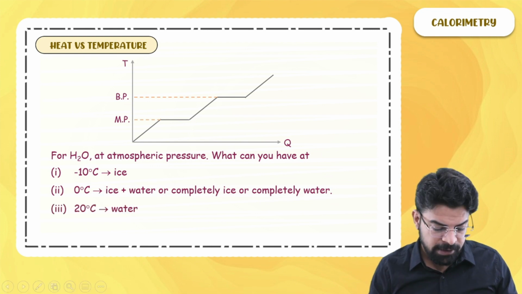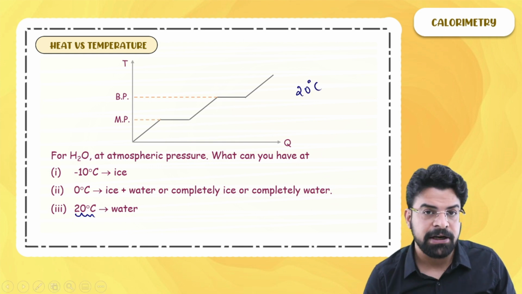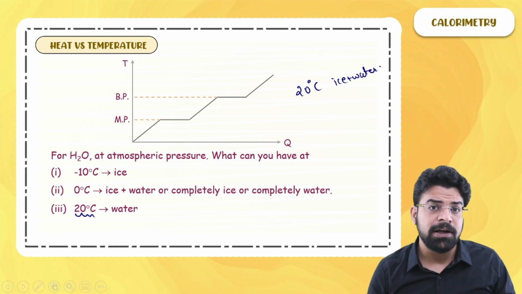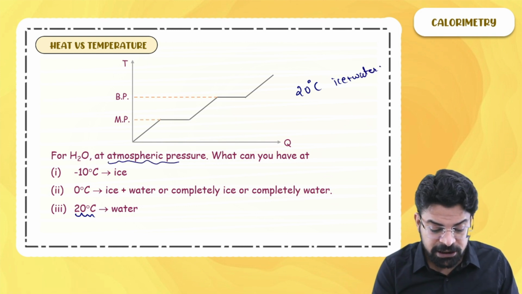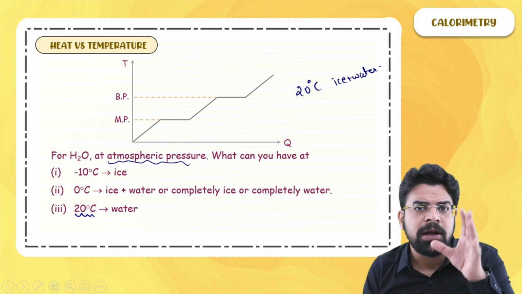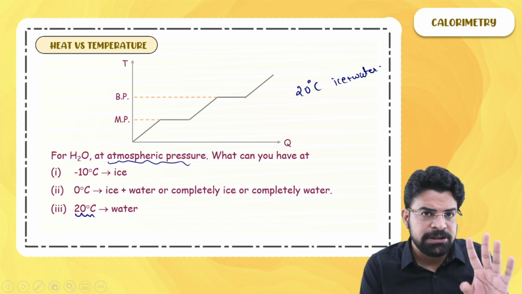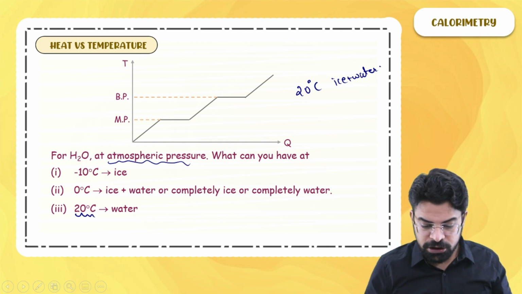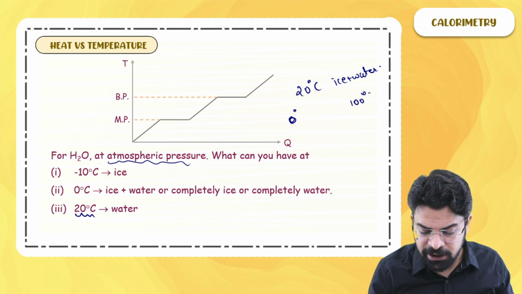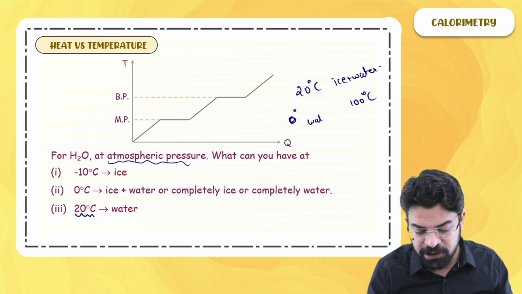What can you have at a temperature of 20 degrees centigrade? Can you have an ice plus water mixture? No, sir, you can't have ice at 20 degrees centigrade, given that the pressure is atmospheric pressure. So if you are finding a system of H2O at 20 degrees centigrade at atmospheric pressure, it must be completely water. It can't have steam, it can't have ice. So for any temperature between 0 and 100 degrees centigrade, at atmospheric pressure, if you find H2O, it has to be completely water.